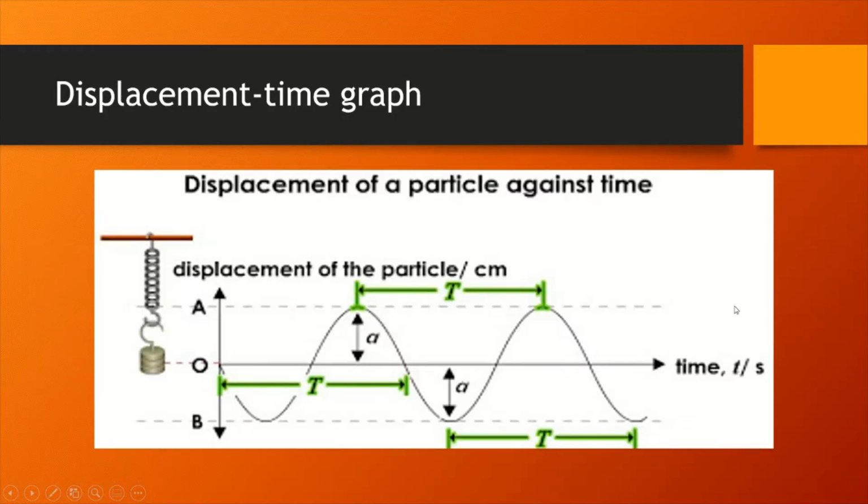Look at this graph. So, one complete oscillation. Therefore, this is the period. From crest to the next crest, one period. One complete oscillation, so one period. From trough to the next trough, one complete oscillation, so this is also one period.